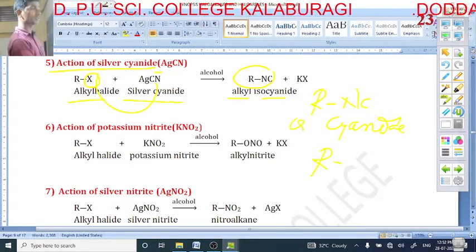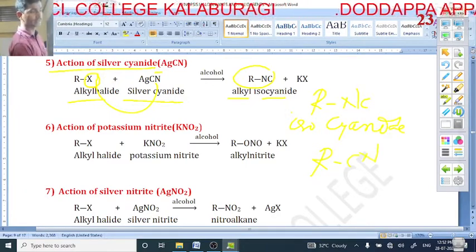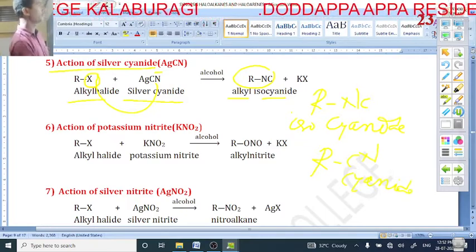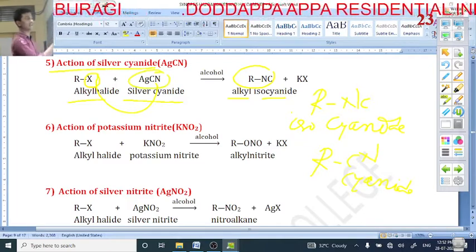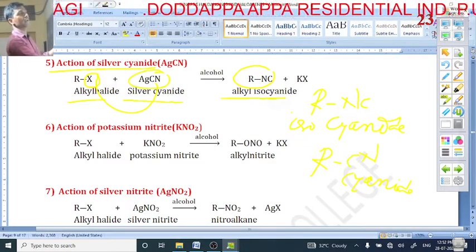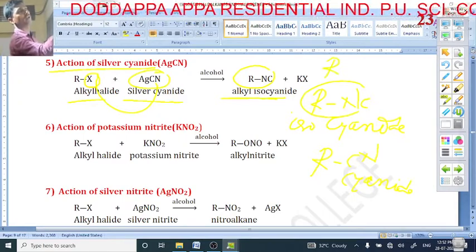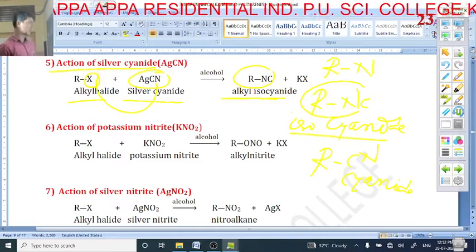RNC is an isocyanide. If it is RCN, it is nothing but a cyanide. Here, alkyl halide reacts with silver cyanide and gives alkyl isocyanide, RNC. There is a bond between the alkyl group and what? Nitrogen. So it is read as an isocyanide.